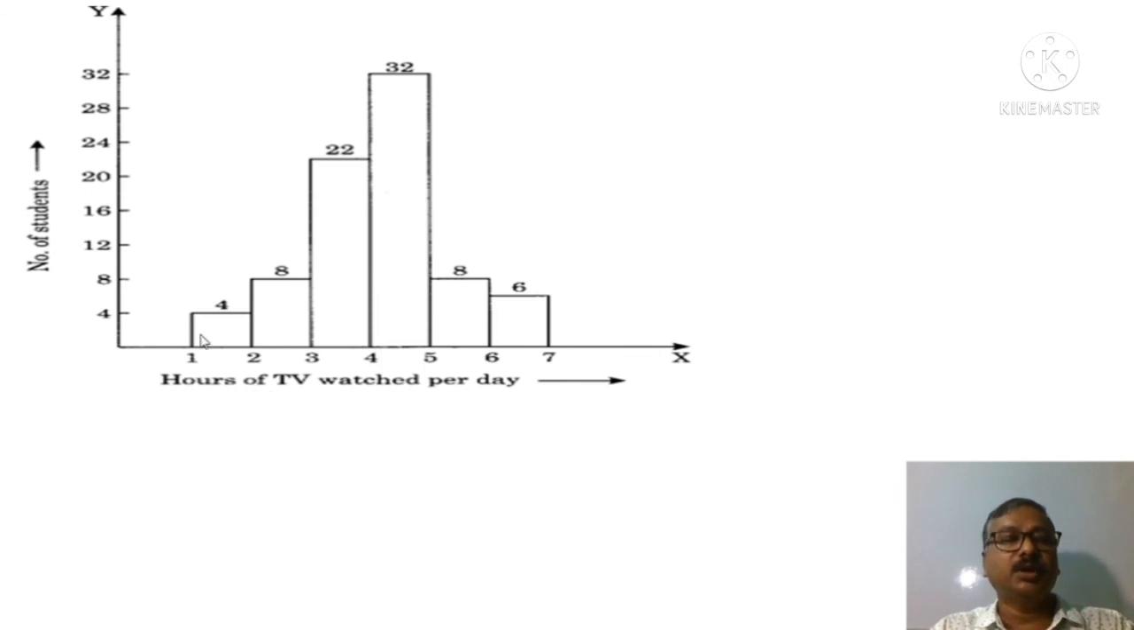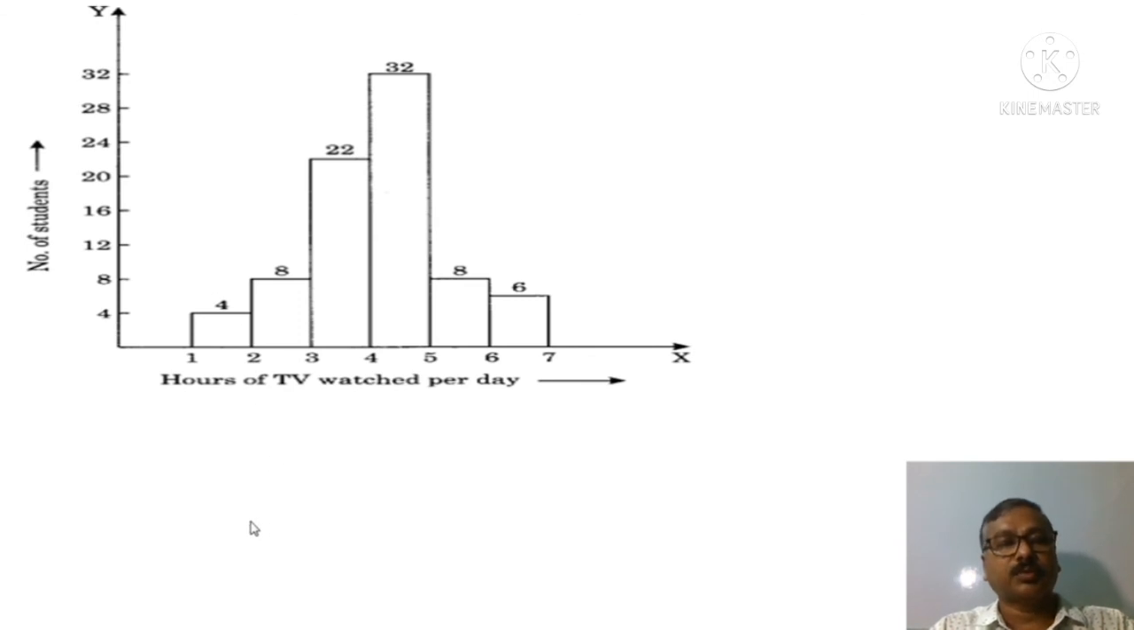Out of 24 hours, there are 4 students who watch TV from 1 to 2 hours. There are 8 students who watch TV from 2 to 3 hours. There are 22 students who watch TV from 3 to 4 hours, and there are 32 students who watch TV from 4 to 5 hours in a day, and there are 8 students who watch TV from 5 to 6 hours, and there are 6 students who watch TV from 6 to 7 hours. This is the number of students, and the maximum is 32 in the interval 4 to 5, and the minimum is in 1 to 2 hours, that is 4 students.